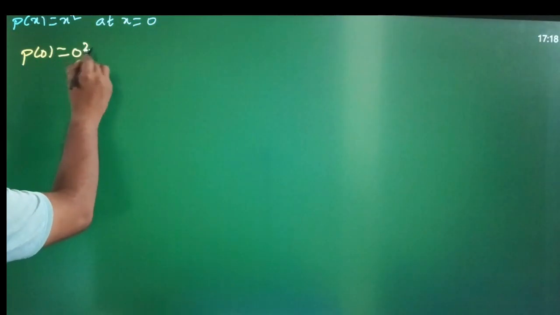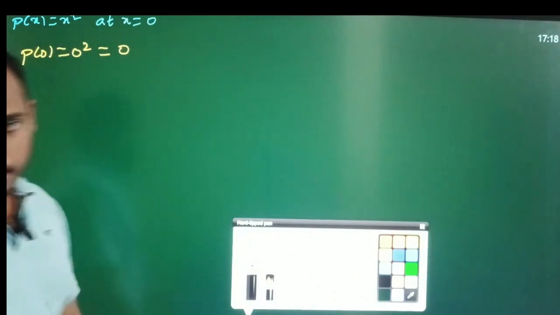Now we replace x by 0, which gives 0 squared equals 0. That 0 is the zero of the polynomial p of x equals x squared.